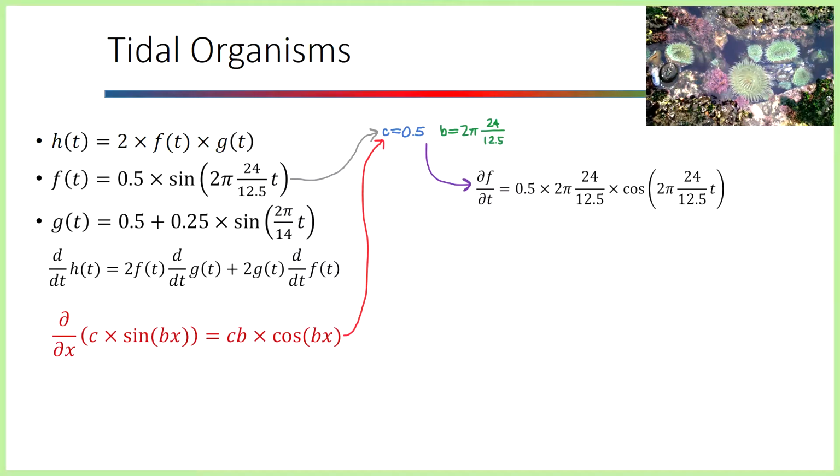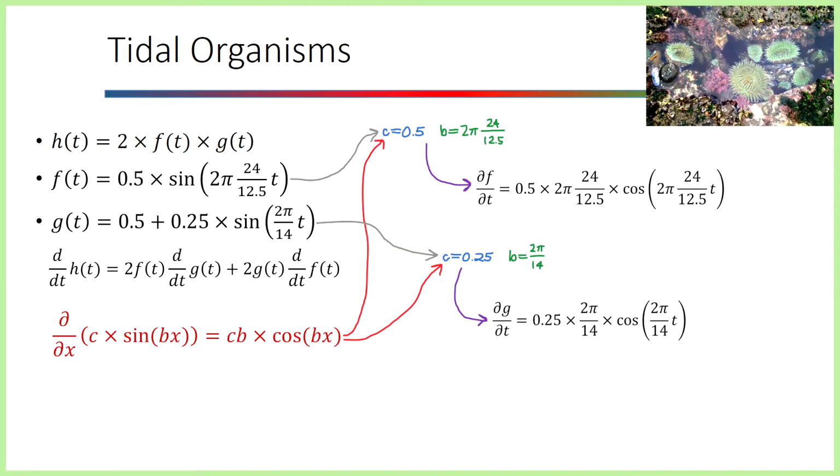Next, we'll do the same thing for g of t. This time c equals 0.25 and b equals 2 pi over 14. So the derivative of g equals 0.25 times 2 pi over 14 times the cosine of 2 pi over 14 t.